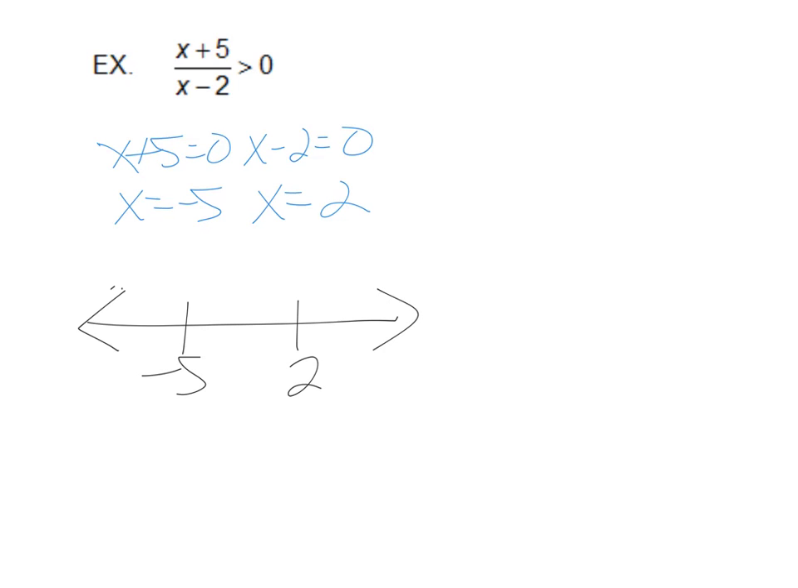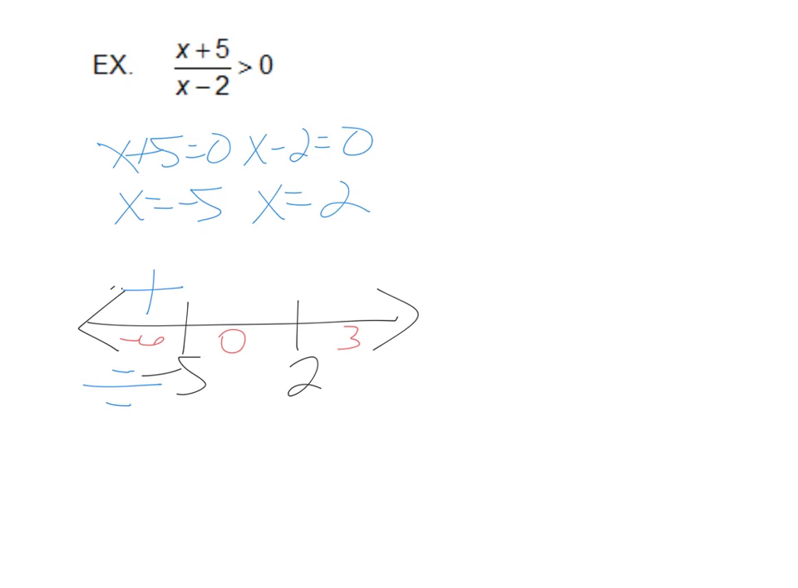-5 and 2, and picking some test numbers. Let's do -6, 0, and 3. On the top, plugging in the negative 6, I get a negative over the bottom. Negative 6 minus 2 is also negative, and negative divided by negative is a positive.